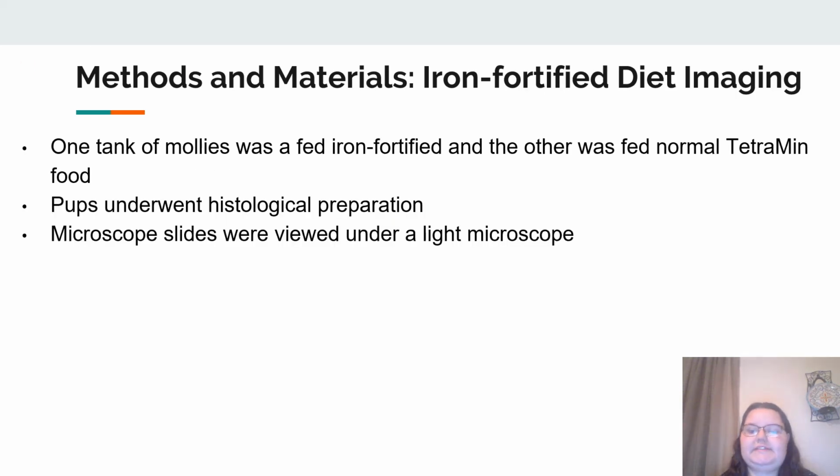One difference between the second experiment and the first experiment was the diet of the fish. So in the first tank, the control tank, we fed the fish just a normal diet of tetramin fish food, and then the second tank had fish that were our experimental group that received an iron-fortified diet. A previous student had made this iron-fortified food mix, so I used that mix for the experimental tank.